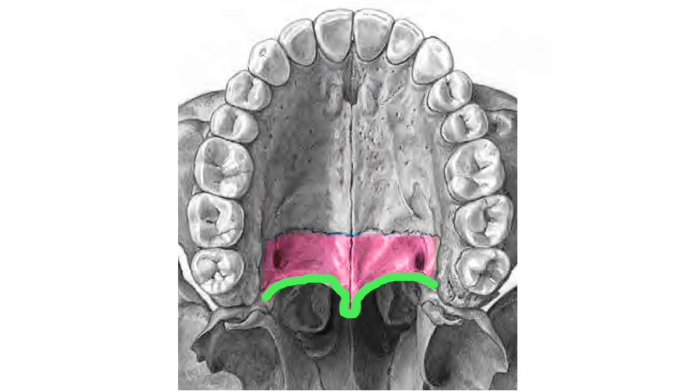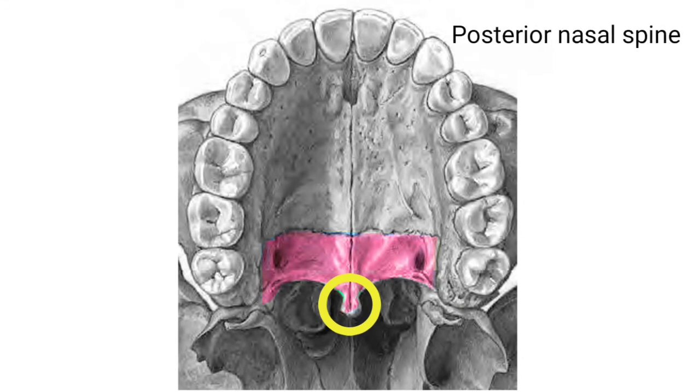The posterior border is free and concave and presents medially a conical backward projection which with its fellow forms the posterior nasal spine. The expanded tendon of tensor veli palatini, otherwise known as palatine aponeurosis, is attached along the posterior border and extends up to the palatine crest. The posterior nasal spine gives attachment to musculus uvulae.